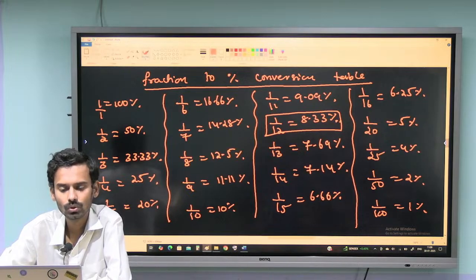So the entire table you should be knowing, so that our percentage chapter will be less calculative. If you don't know these fractional values, you need to do a lot of calculation. So better to learn this table. Make a note of the table so that we can use these charts in the further problems.